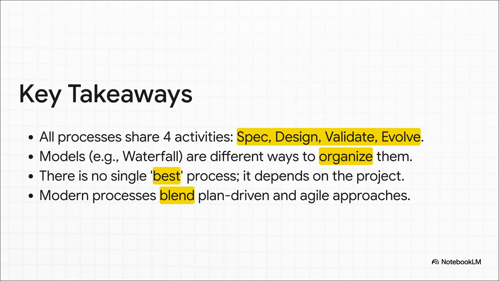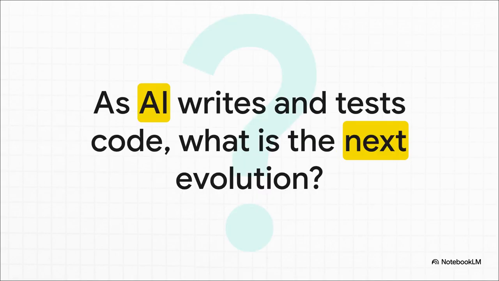And this is the most important one. There is no best process. The right one always depends on the project. And finally, the most effective approaches today blend the foresight of a good plan with the agility to adapt when things change. And that leaves us with one final big question to chew on.